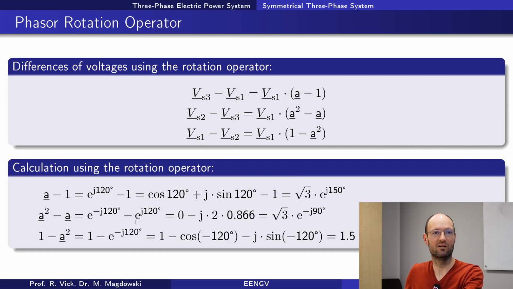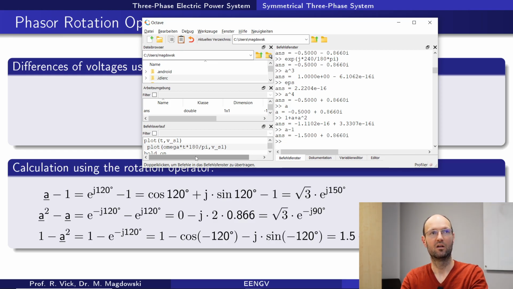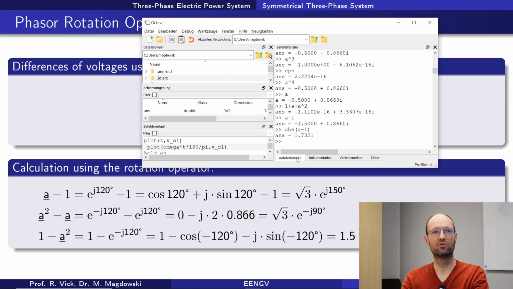And here's the long way. We can just go back to Octave and check one of those. So for example, if we do a minus 1, we get something like this here. I think something went wrong here, there's some equality sign missing. But we can check the magnitude of this by taking the absolute value. And the magnitude, we get this. Does this look familiar?